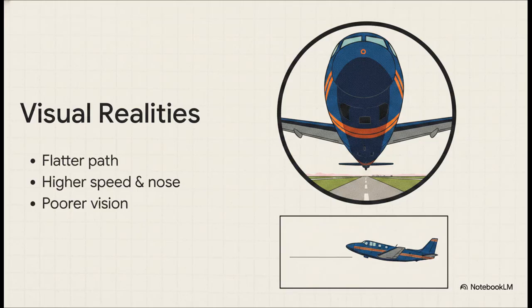Now, I want you to imagine looking outside the cockpit window. The sensory changes here are stark. It's arguably the most jarring part of the whole procedure. Let's look at these flapless visual realities. Compared to a normal approach, your flight path is much flatter. Your rate of descent is lower, but your approach speed is noticeably higher. And to maintain lift without those flaps, you have a much higher nose attitude.